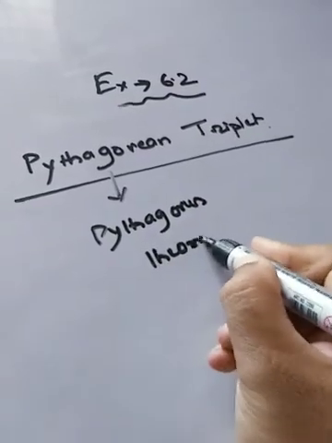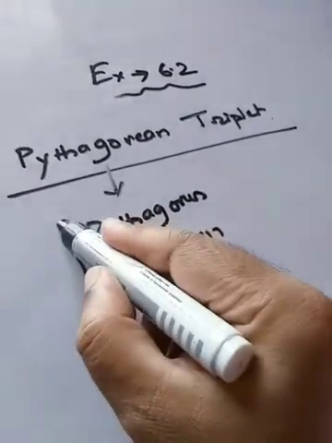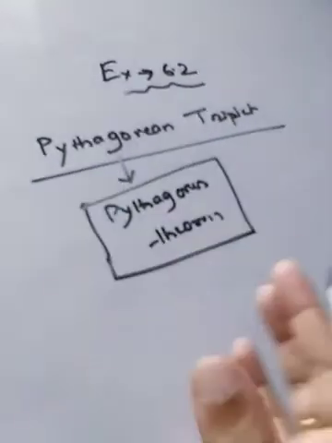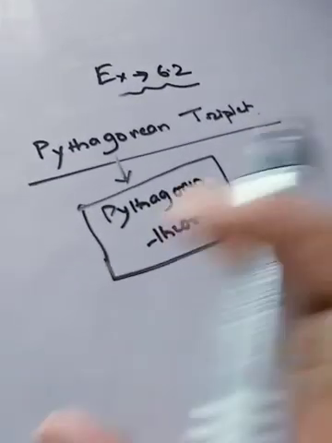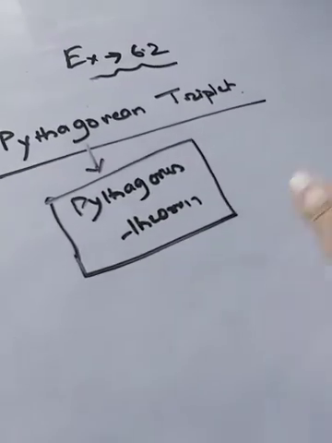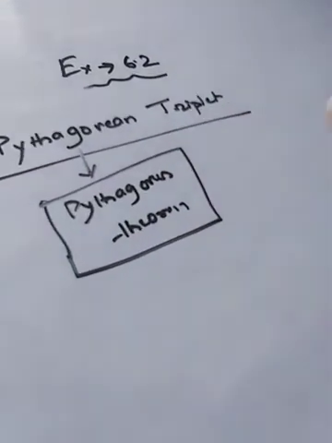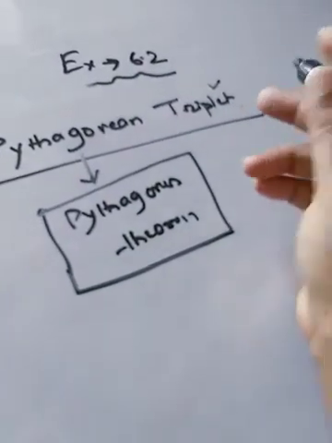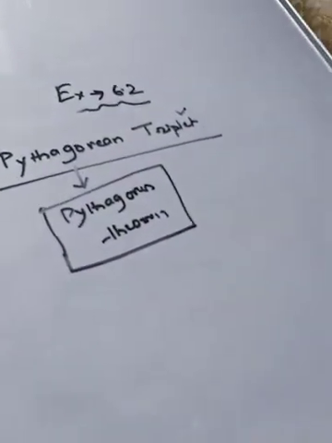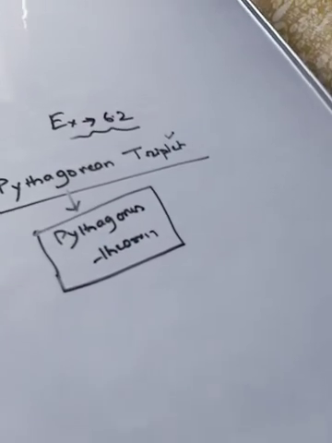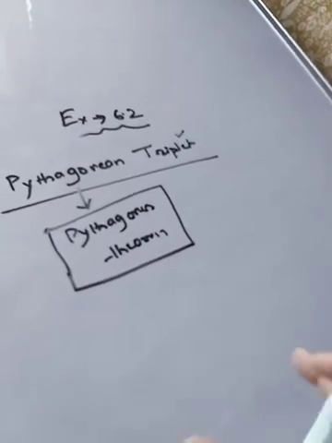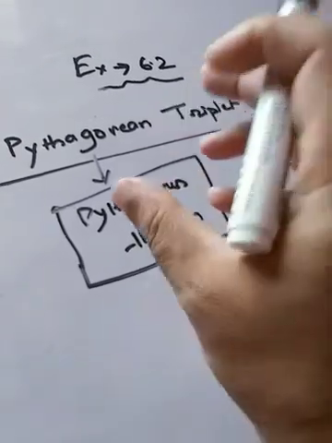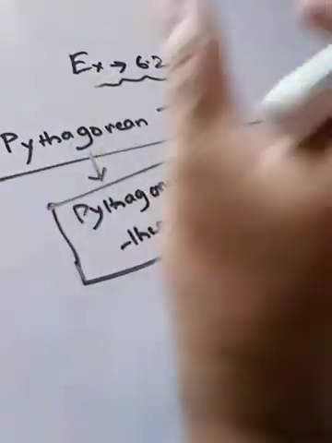I know that you know what Pythagoras theorem is, but we'll just recapitulate it. The numbers which follow the Pythagoras theorem, or satisfy the equation of Pythagoras theorem, are called a triplet. Triplet means a set of three numbers. So the three numbers which satisfy the equation of Pythagoras theorem are called a Pythagorean triplet.